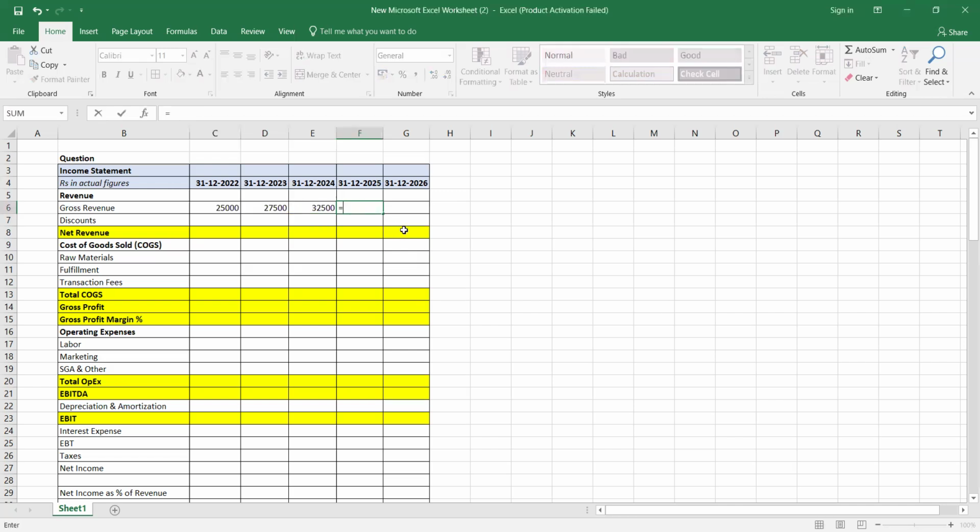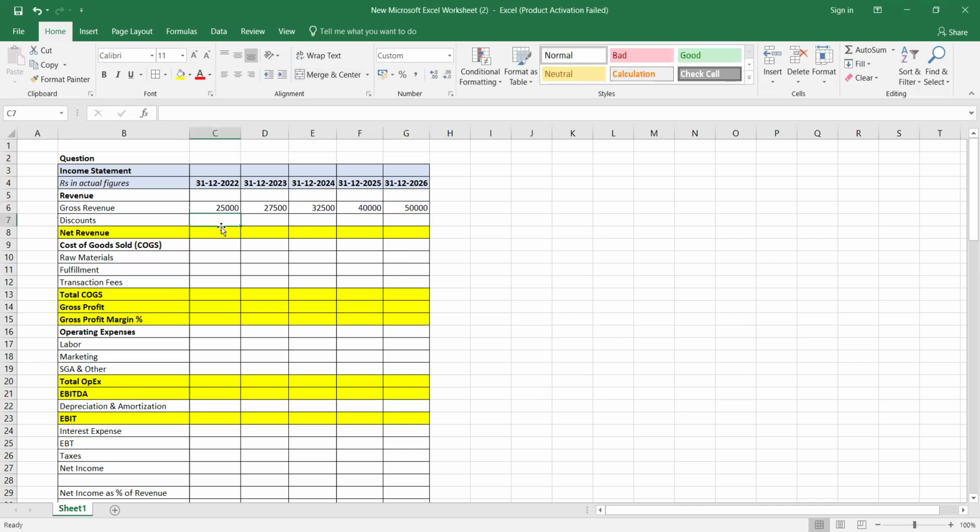Then the third year is equal to 6,500 into 5. Again, fourth year is 8,000, or fifth year is 8,000? 8,000 into 5. Then 10,000 into 5. Enter. So this is how you're going to record the revenue.